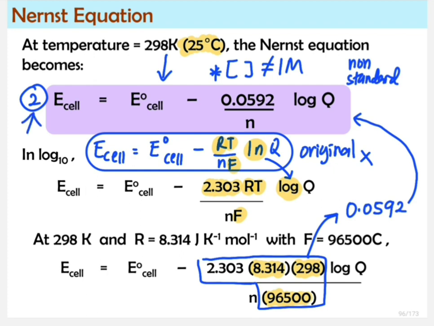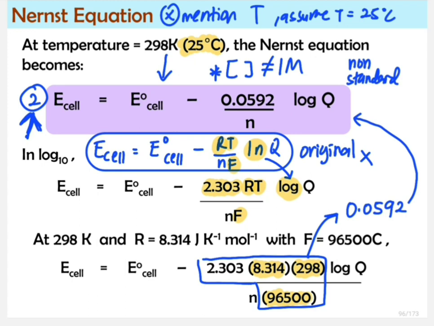Okay, so E cell equals to E naught cell minus 0.0592 divide with n log Q. Okay, so let's say kalau soalan does not mention any temperature, okay, so kita akan assume temperature is equals to 25 degree Celsius juga. So masih guna formula yang kita baru belajar ni. Okay, jadi ini formula yang kedua.